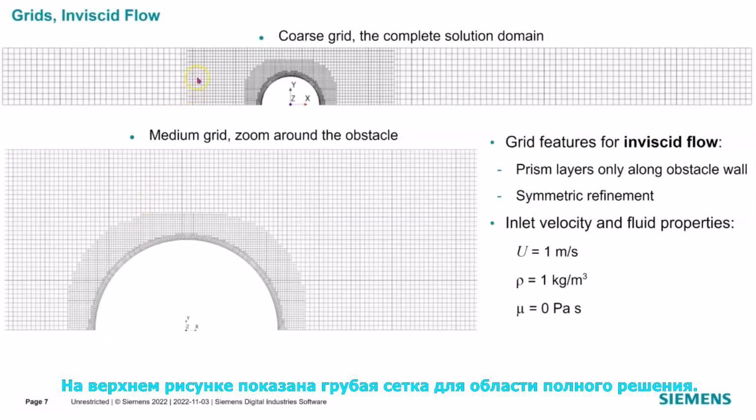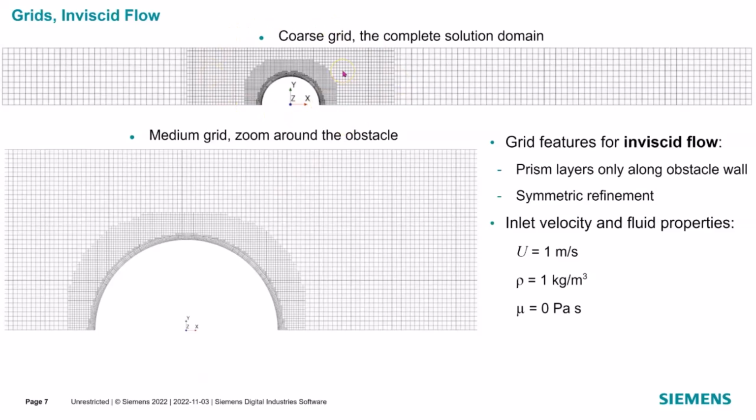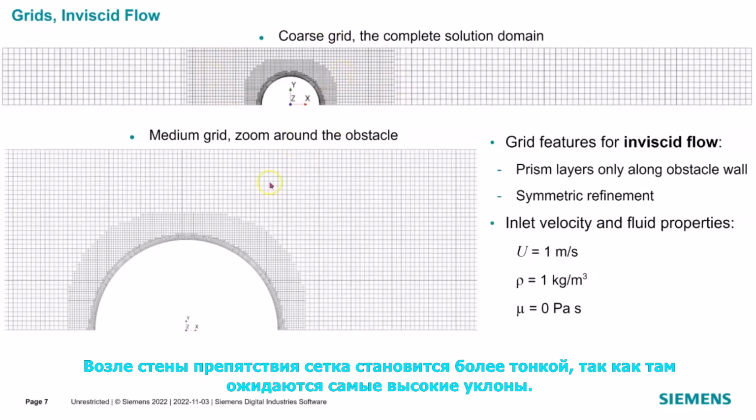The top figure shows the coarse grid for the complete solution domain. The lower plot shows a zoom into the grid around the obstacle. Grids were refined using the refinement factor of 2. This means the grid spacing is halved in both x and y direction. The solution is expected to be symmetric around the obstacle, and therefore the grid is also refined in a symmetrical manner. The grid is made finer near the obstacle wall because the highest gradients are expected there.